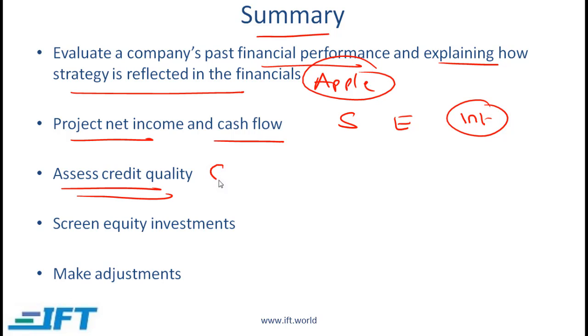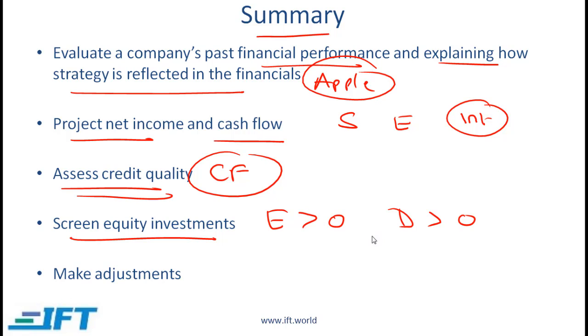To assess credit quality, the big thing to consider is cash flows. If cash flows are stable, then the credit quality generally will be good. We talked about data in financial statements to screen equity investments. If you want relatively safe companies, then you will put criteria that says that earnings need to be positive, dividends need to be positive. Maybe you can also say that the leverage ratios need to be less than a certain number, and so on. And finally, we talked about making adjustments. We need to recognize where and when adjustments help. Once we have recognized what adjustments need to be made, then we need to know the proper steps for making adjustments. Before comparing ratios, we need to make sure that we are comparing apples to apples. That's what adjustments is all about.